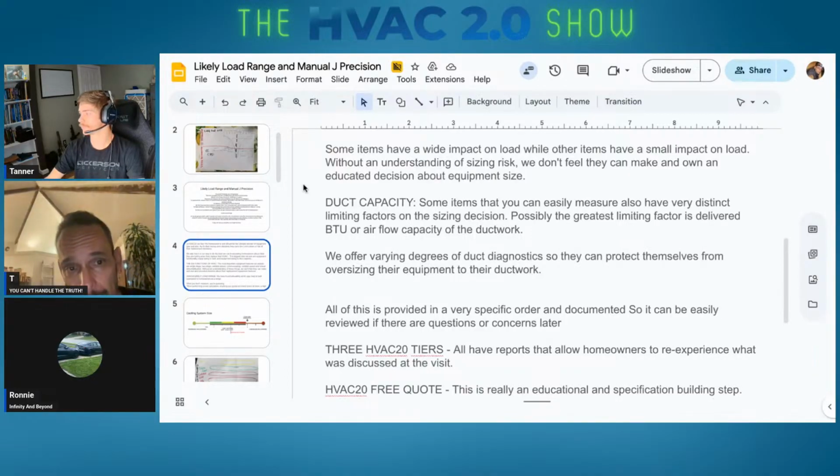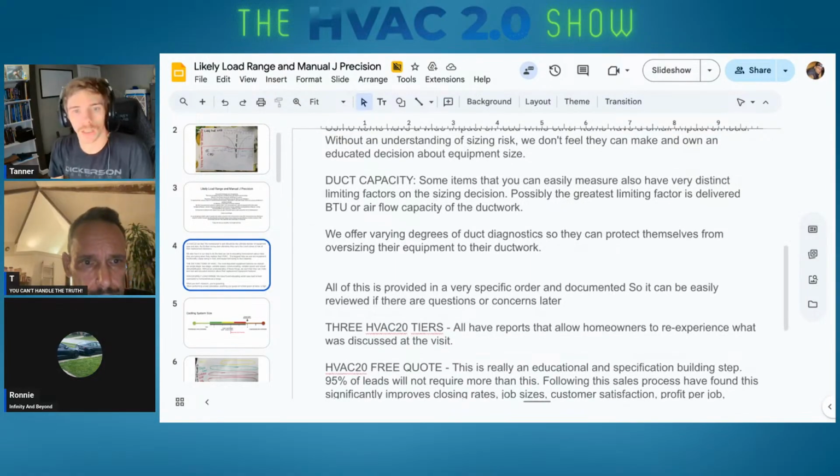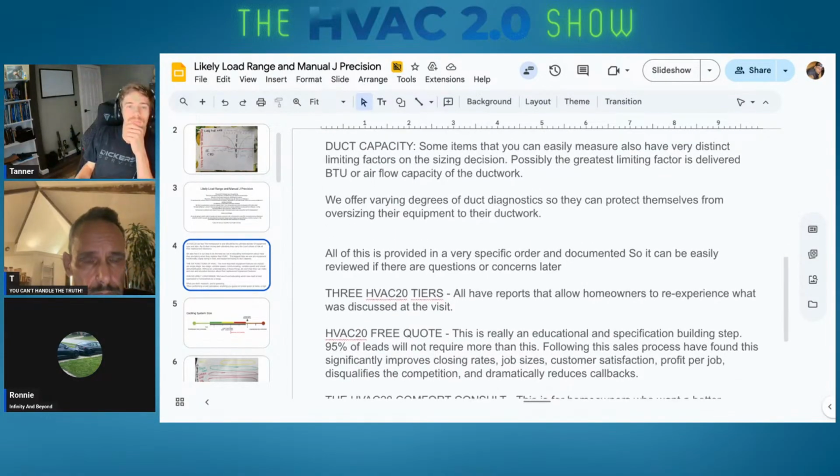And then duct capacity. Some items that you can easily measure also have very distinct limiting factors on sizing decision. Possibly the greatest limiting factor is delivered BTU or airflow capacity of the ductwork. You want to make any comment about that, Tanner? Yeah. Look, it's an easy thing to measure. It's a lot easier than doing a blower door.